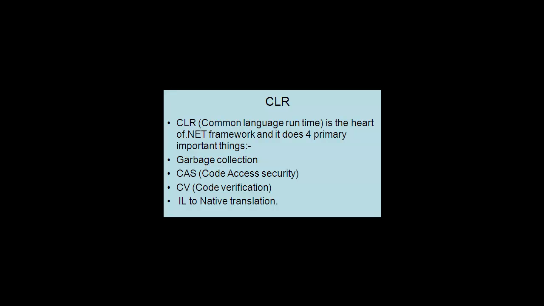Code access and code verification is where the CLR sees what kind of rights and what kind of authority this code has, or whether this code is dangerous and should not be allowed to run on an operating system. So those kinds of checks are done in code access security and code verification. And the final one, the CLR gives this IL code to the JIT to ensure that the code is fully compiled and can run as per the platform. So in other words, the CLR is the heart of the .NET framework, because these activities are very important to run your code.